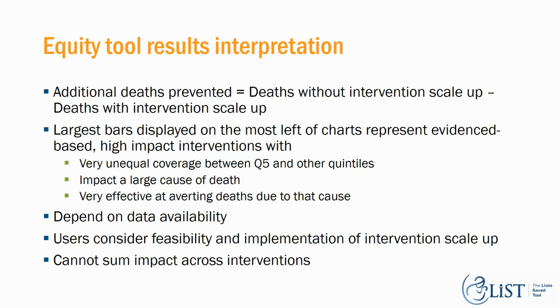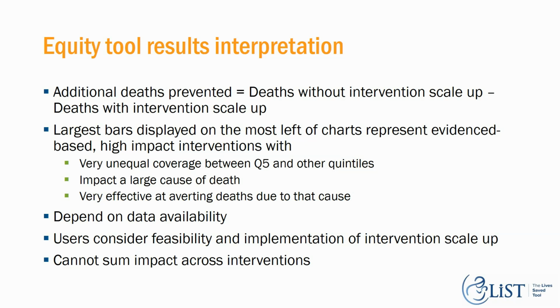The largest bars, which will be displayed on the left side of the graph, represent the highest impact interventions, and they'll have the highest impact for one of these reasons or any combination of these reasons. So one, if there's a very unequal coverage between the top wealth quintile and the other wealth quintiles, so if you're looking at a drastic increase from your Q1 to your Q5, in that case, you'll have a high impact on mortality because you'll have increased your coverage a lot for many people.